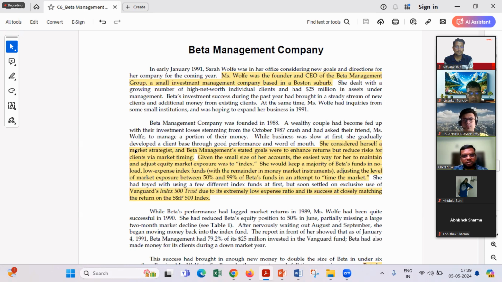She considered herself a market strategist, and Beta Management's stated goals were to enhance returns but reduce the risk for the clients via market timing. So she wants to increase the returns for her clients, and at the same time keep the risk as low as possible. That is her strategy, and she wants to time the market. What do you mean by timing the market? Would anybody like to throw some light on this?